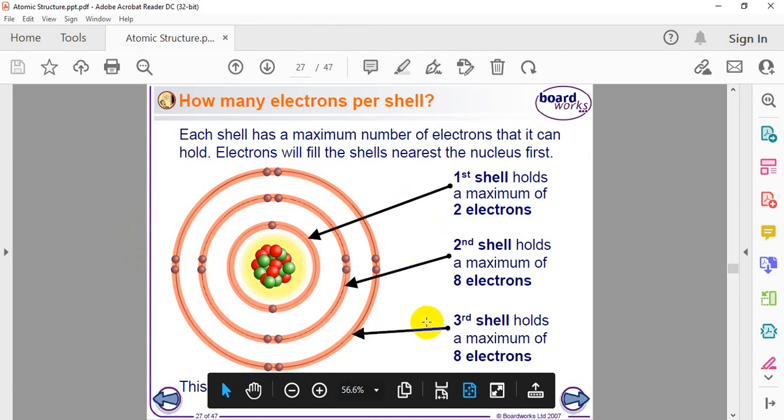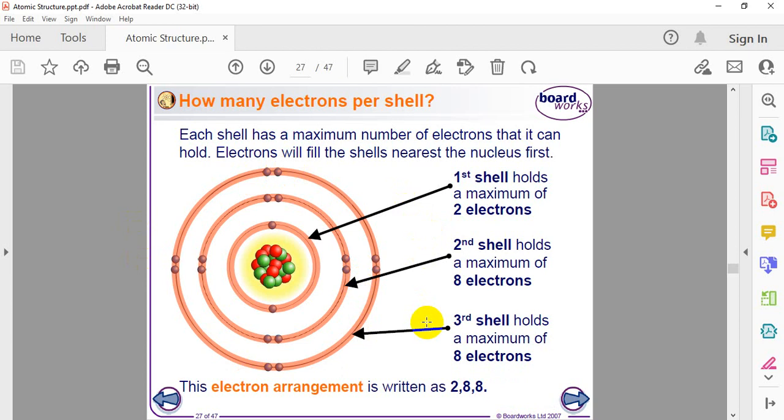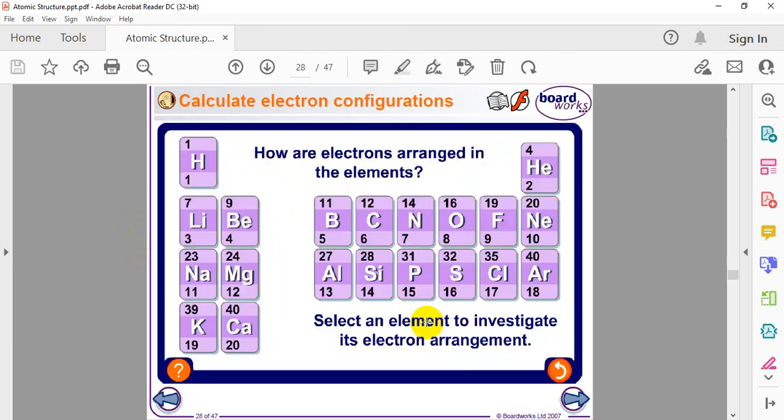So for this atom, we have what? The electron arrangement is 2, 8, 8. How many electrons are arranged in the elements? So over here, how many electrons?